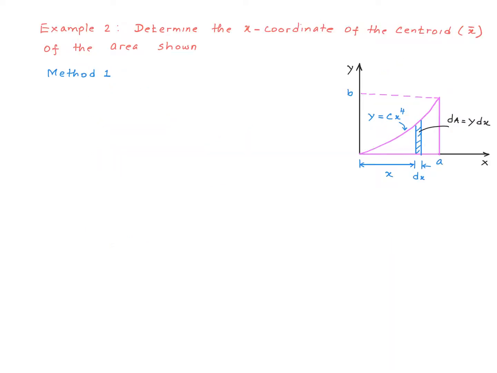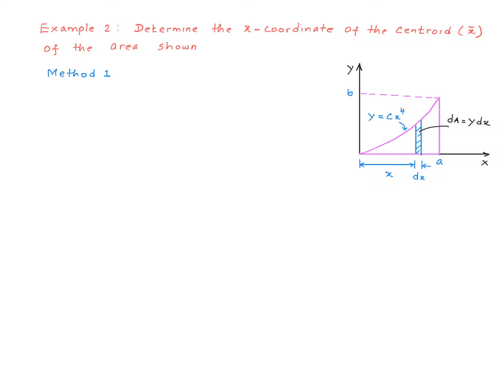In our example number 2, we have an area whose boundaries consist of two straight lines and a curve. And this curve is given by this mathematical function, y equals c times x to the power of 4, where c is a constant. The x and y coordinates of this endpoint are little a and little b respectively. We'll try to do this in two different ways.